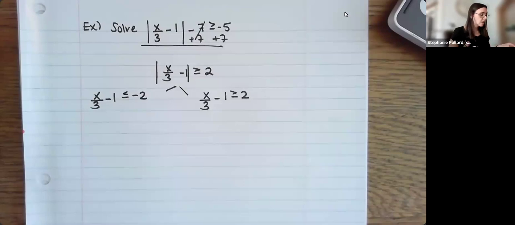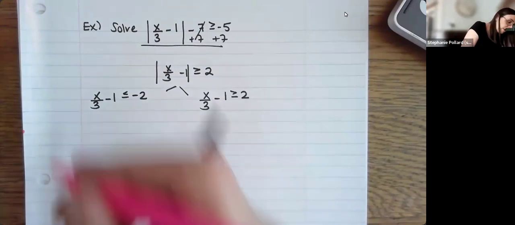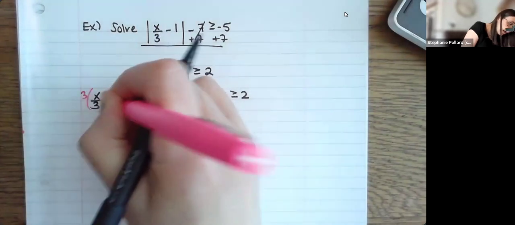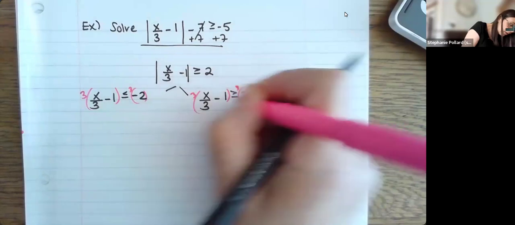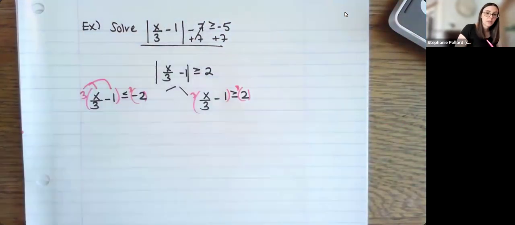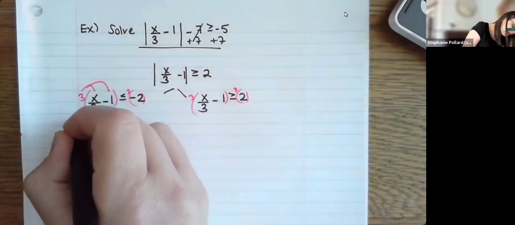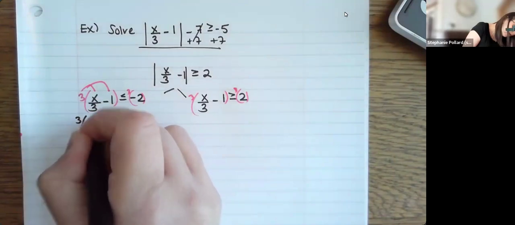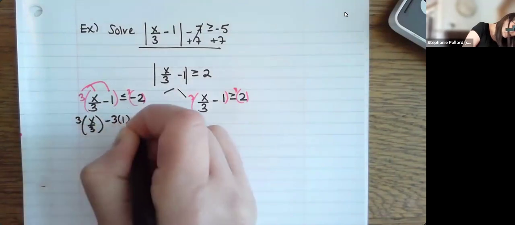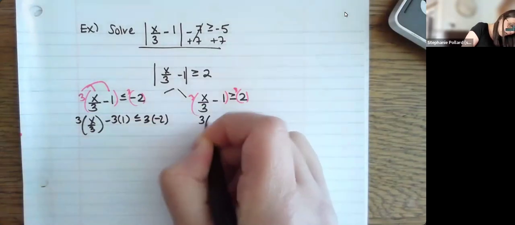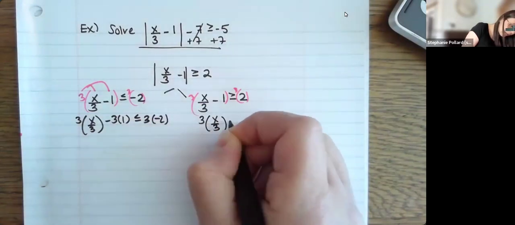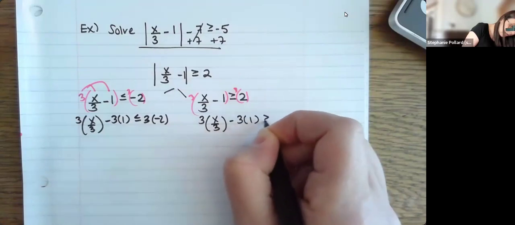All right, I'm going to solve each of these separately. I do want to get rid of those fractions. I don't particularly like working with fractions. So I'm going to multiply both sides by 3. And don't forget on the left side, you do have to distribute. So you end up with a 3 times x over 3 minus 3 times 1. And I'm just going to do them both at the same time here because at least the first step is the same.